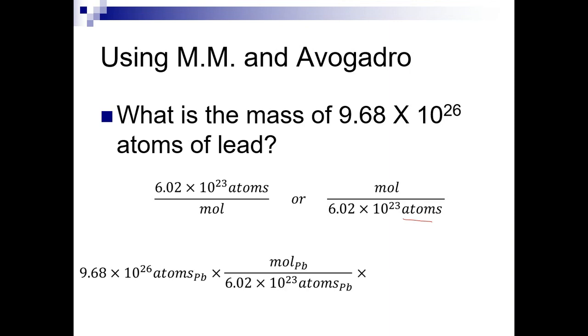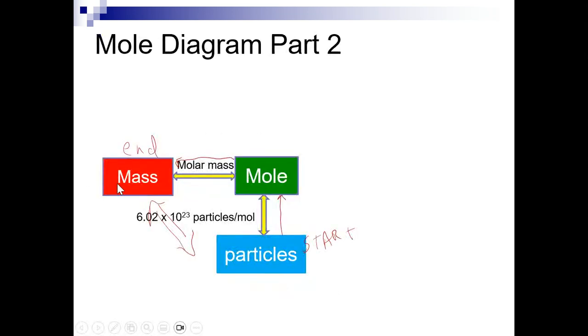And then I've got to go from moles to mass. If I go back to my flow chart, got this one. Now I'm at moles. This is where I am right now. I've got the number. If I stop right now, I'd have the number of moles of lead. I don't want the number of moles of lead. I want to get the mass. So I need to use the molar mass of lead.